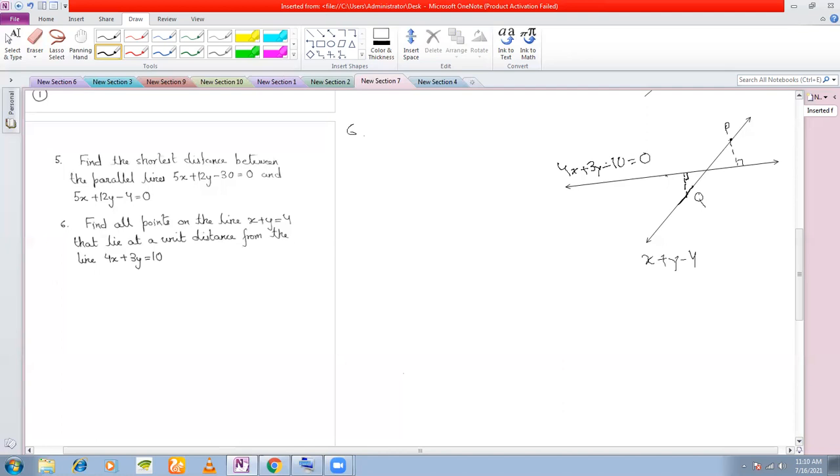I can have more than 2 points also. Okay, that depends on it, but the algebraic method of calculating this is, I say let x1, y1 be the point on the line. I don't know how many points, so I'll take only 1 point. Let x1, y1 be a point on the line x plus y minus 4 is equal to 0, which is at a unit distance.